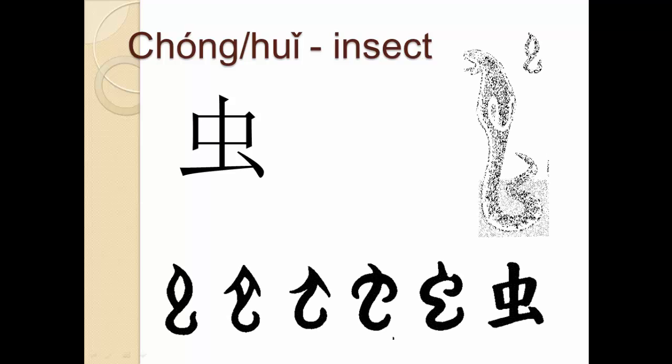The next radical is insect. Originally, it was a picture of a snake. And as time progressed, the character evolved to look like what we have today. Here's how you draw the character.